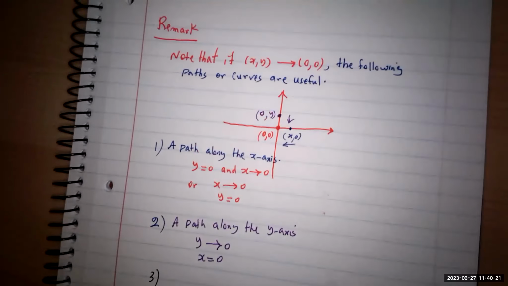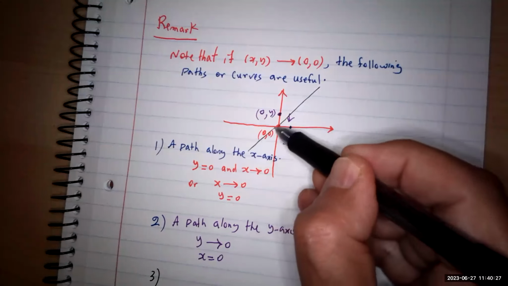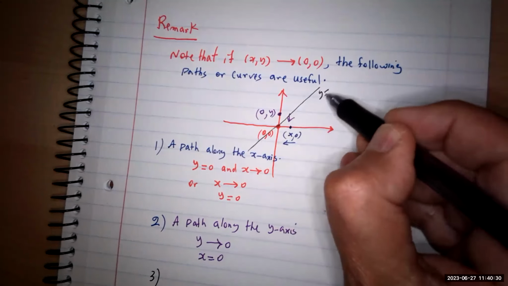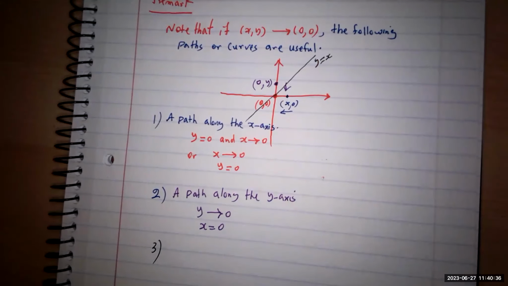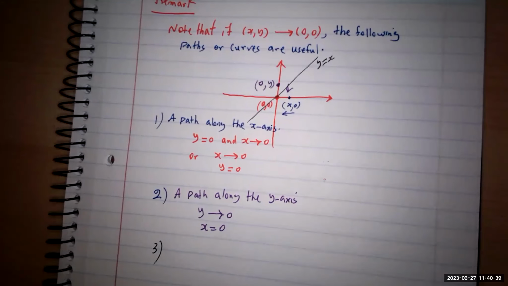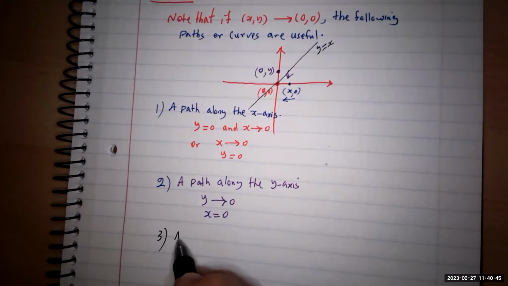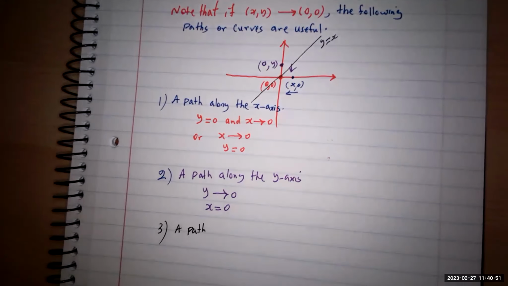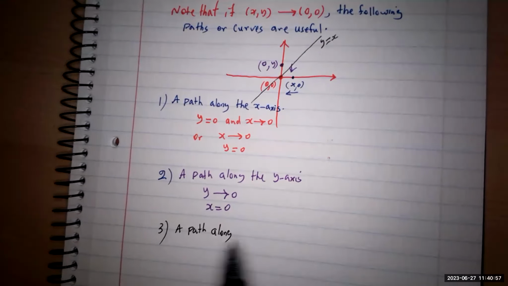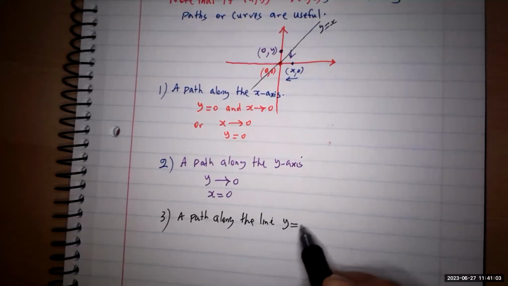Look at this one. I want to get to (0, 0). So the third one is along this line. You see this line is the line y equal to x. So in this case, you go to the function and you let x and y equal each other, and then you let x go to 0 or y go to 0, it doesn't matter. So this is going to be a path through the origin, a path along the line y equal to x.